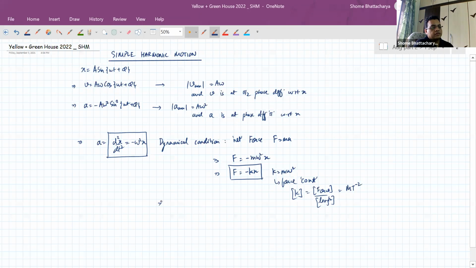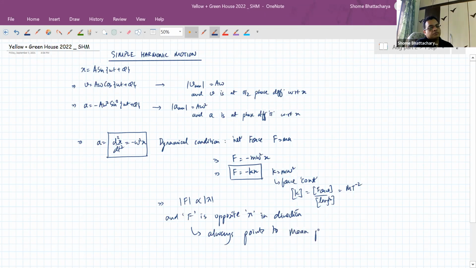And you can see from this that the magnitude of force is proportional to the magnitude of displacement, and F is opposite to x in direction. So in other words, F always points to the mean position. So it is what we call a restorative force. So just make a note of this additional part about the condition on the restorative force, or the dynamical condition. We had left off from this point last time, and we'll take some more examples from here onwards.